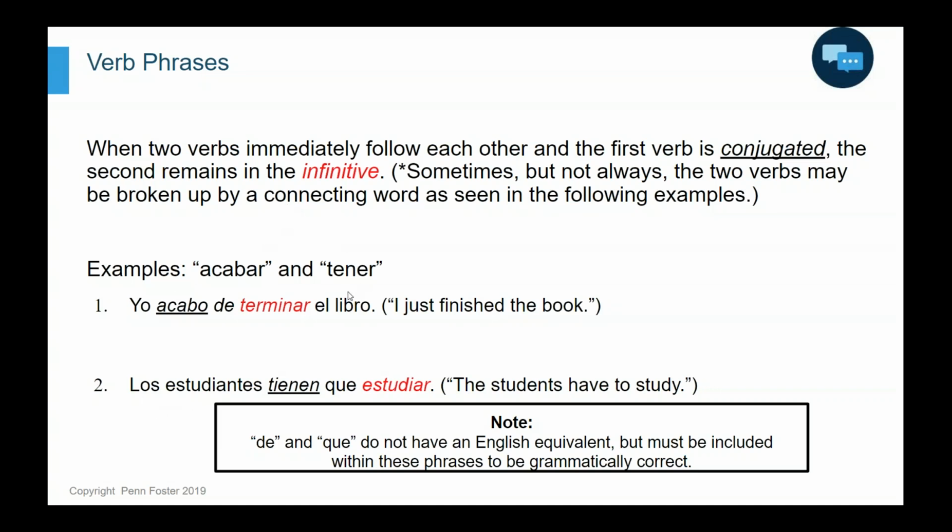And for tener, this means to have. Los estudiantes tienen que estudiar. The students have to study. And again, de and que do not have an English equivalent. They definitely must be included for grammatical correctness.